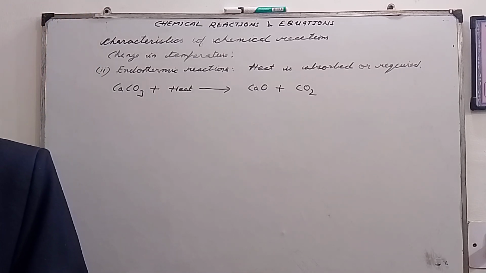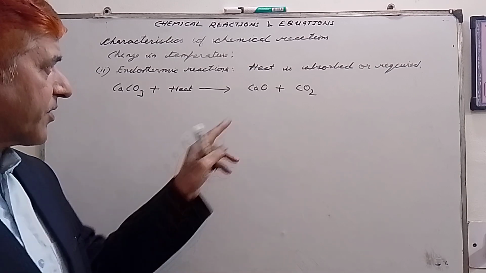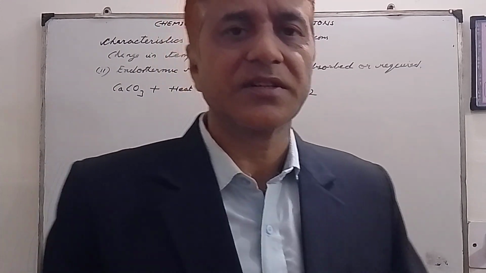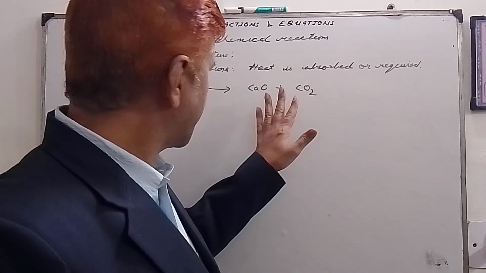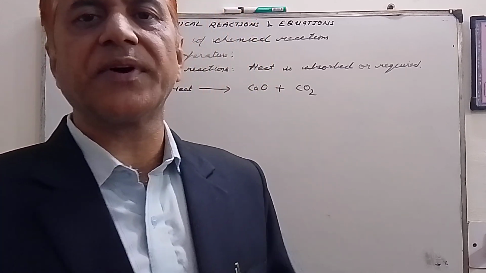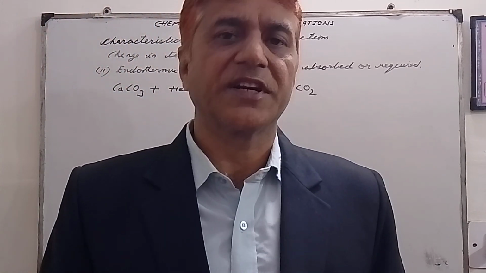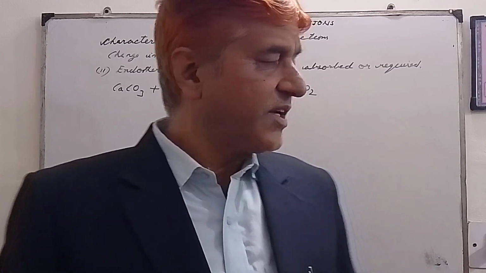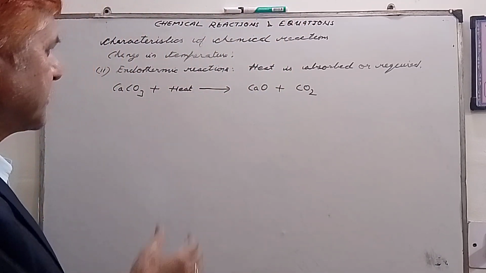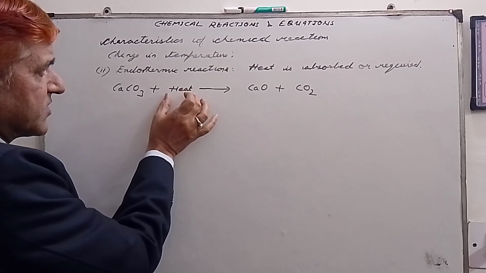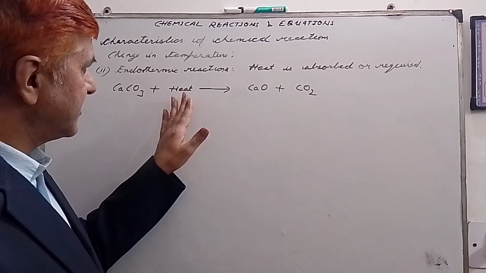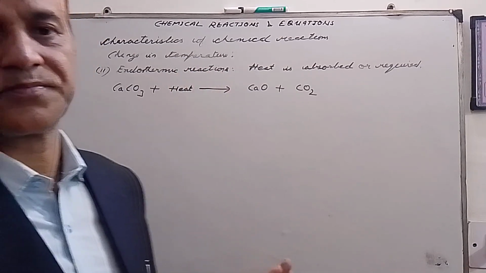Calcium carbonate plus heat is equal to calcium oxide plus carbon dioxide. So my dear students, this is actually an endothermic reaction. Now the question is how we identify an endothermic reaction just by seeing that. To identify an endothermic reaction, you see the heat. If heat is written on the reactant side, then that reaction is endothermic.